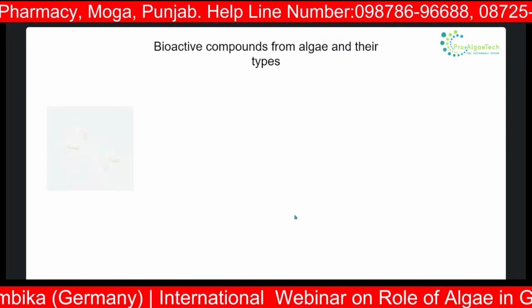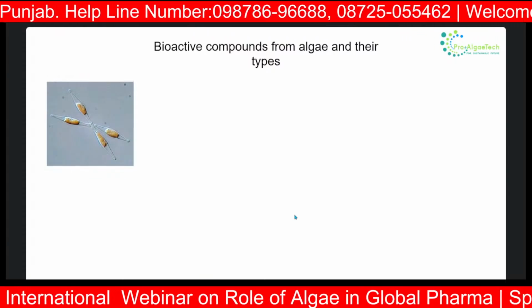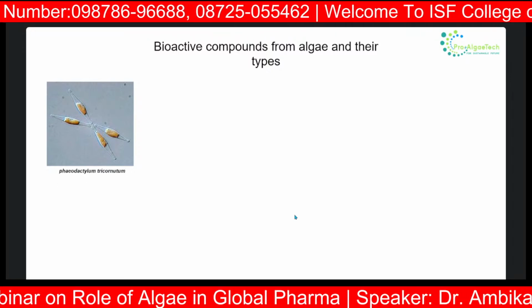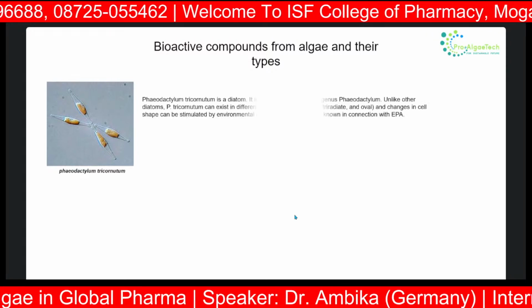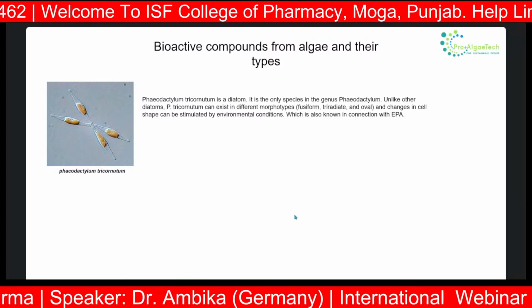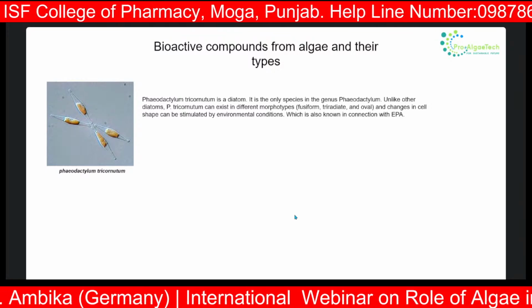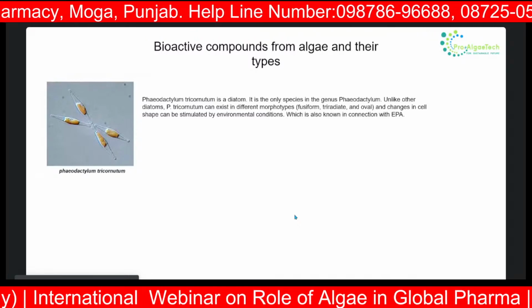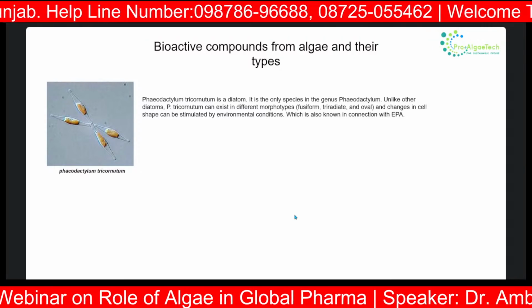Here I'm giving you the main species involved in these bioactive compounds. This is one of the diatoms called Phaeodactylum tricornutum. It is the only species in the genus Phaeodactylum. Unlike other diatoms, it can exist in different morphotypes: fusiform, triradiate, or oval form. The change in cell shape can be stimulated by environmental conditions, which is also known in connection with EPA, as it is rich in EPA.